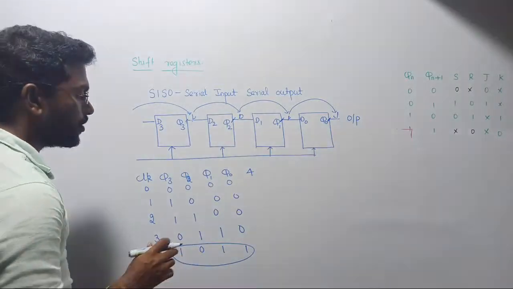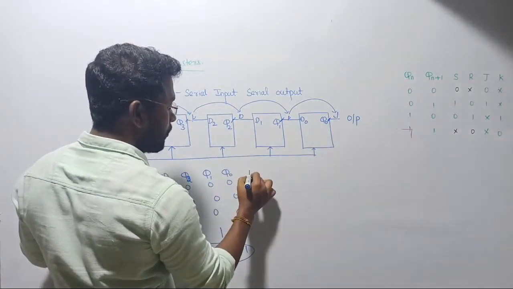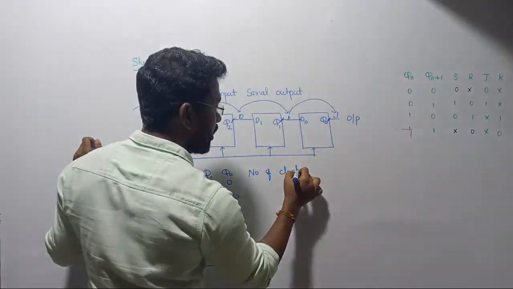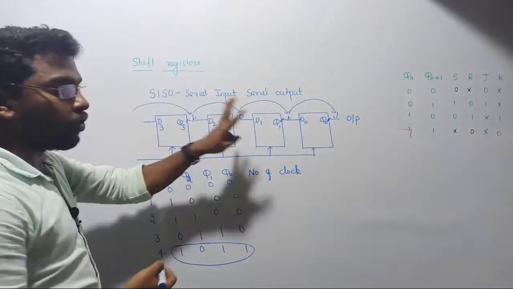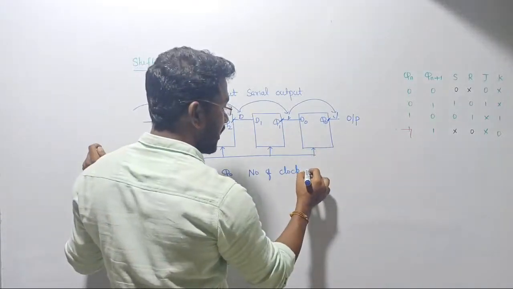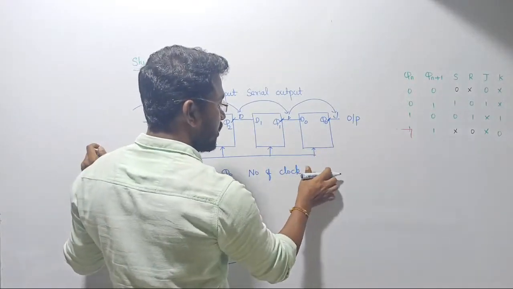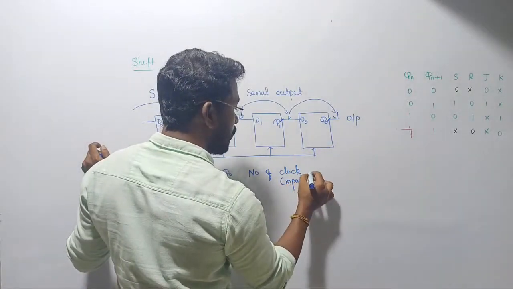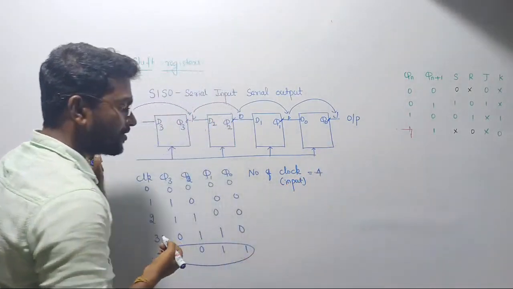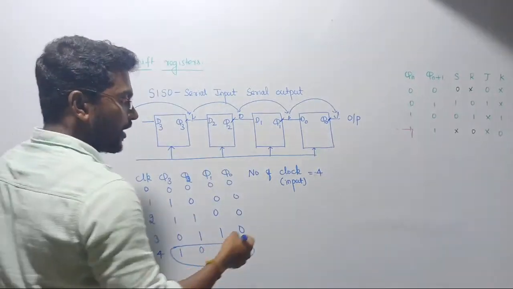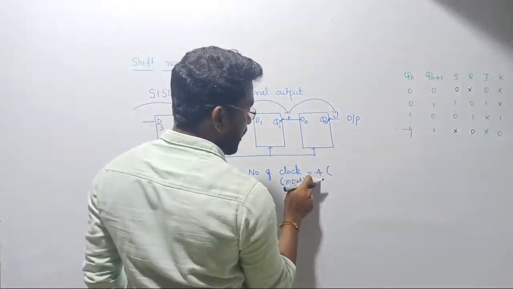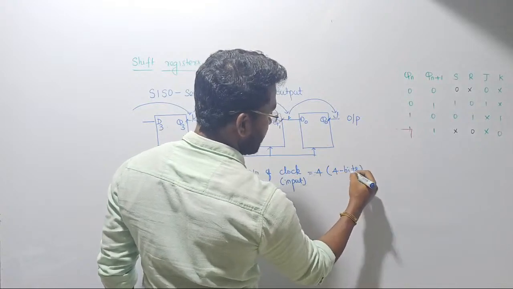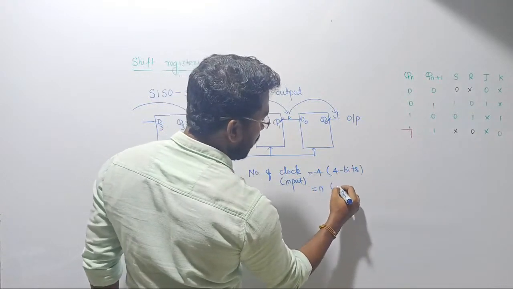So what is the conclusion from the input side? The number of clocks required to register the data, for 4 bits, on the input side. Don't forget, I am talking about the input side. That should be equal to 4. Actually 4 clocks should be required. Let us generalize. Here we are considering 4 clocks because we took 4 bits. It is going to be n clocks for n bits.